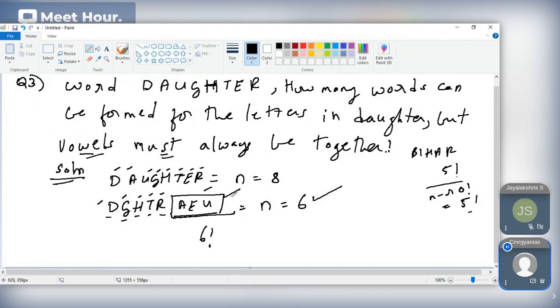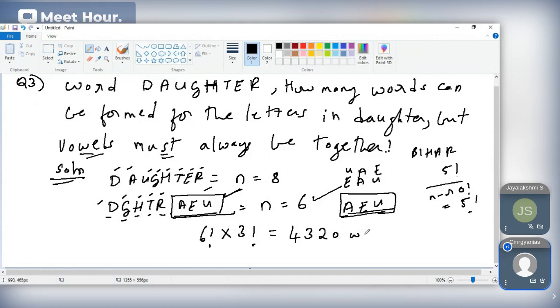But we have this AEU, A, E and U. This AEU we can again arrange in different ways. AEU can be kept as EAU also, UAE also, different ways. So this can be arranged in 3 factorial ways. So the answer is 6 factorial into 3 factorial. That will be the answer. So total will come to 4,320 different ways. I hope you understood. If you didn't understand, please ask me. I will explain once again.